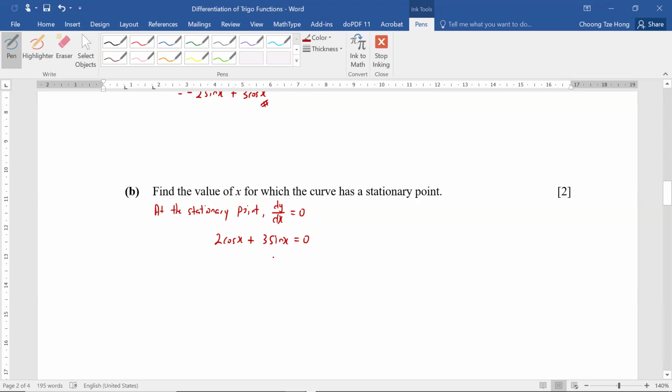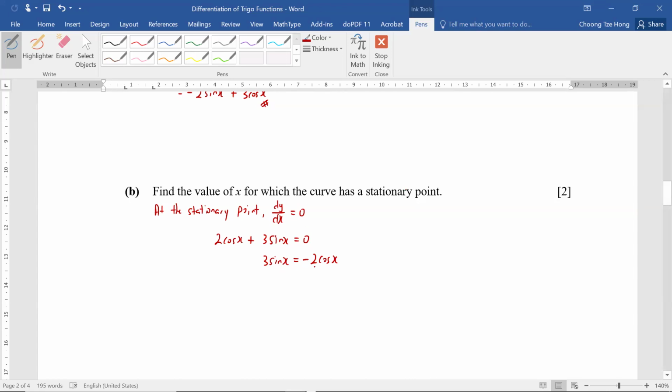So how can we do that? If you think about it, you're definitely not going to use the R formula for simple questions such as this. What you can do is bring all the trigo functions to one side and all the numbers to another side, so that eventually I hope I can get a trigo function equals a certain ratio. Then I'll be able to find the basic angle and solve.